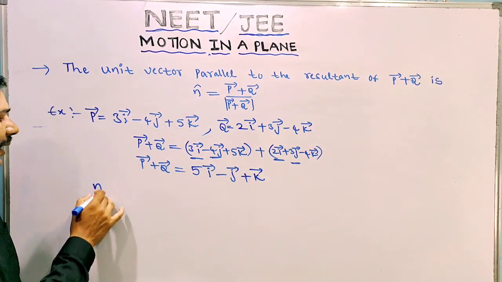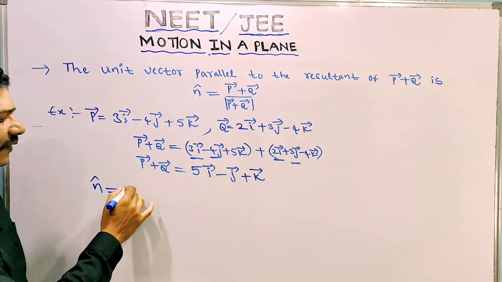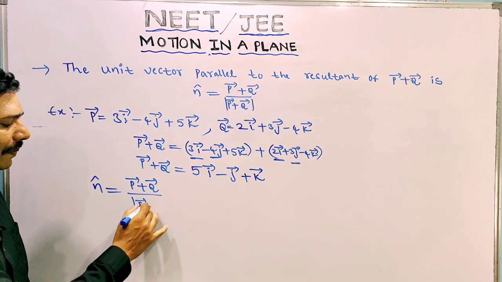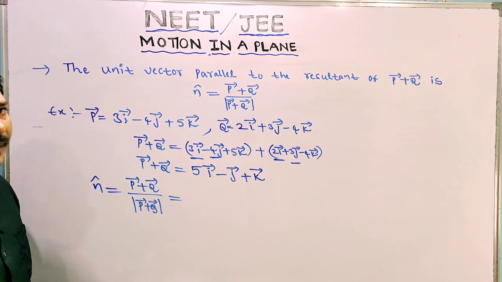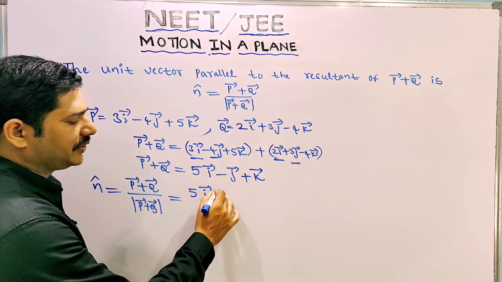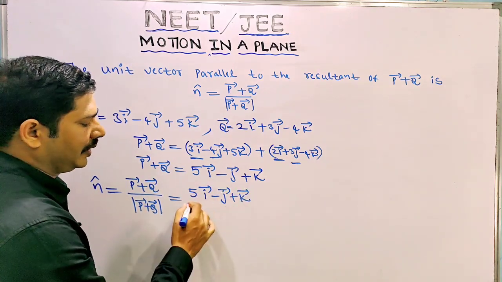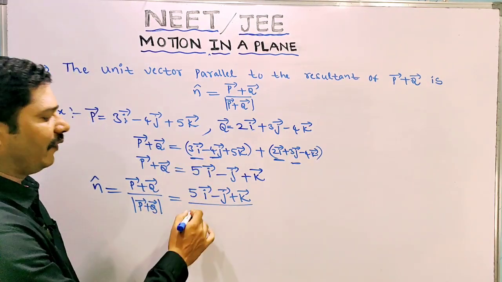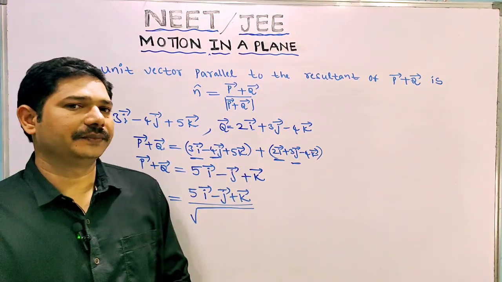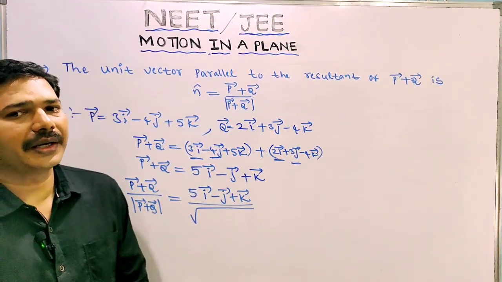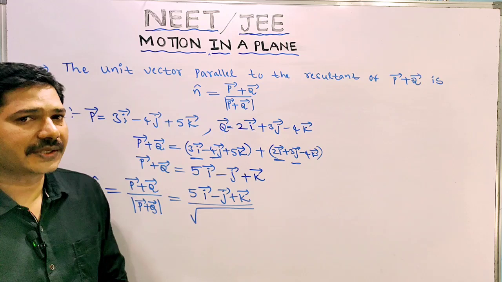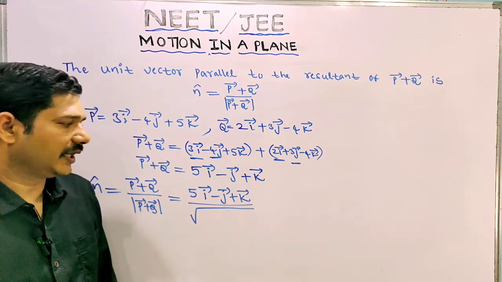Now substitute in the formula, n cap equals P bar plus Q bar by mod of P bar plus Q bar. We just calculated the addition: 5i bar minus j bar plus k bar, divided by its magnitude. How to find the magnitude? We observed it in the previous part one, where we discussed the magnitude of vectors in detail. If you missed that class, please watch part one so you can understand this clearly.